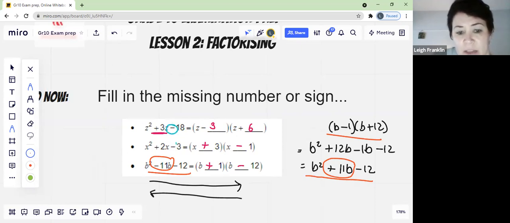So if there's a negative at the end here, one bracket must be plus, the other bracket must be minus. But it matters which one. When you choose your two factors, like in the case of 18, the two factors we chose were 6 and 3. Because this was a positive, the bigger number is the positive in this case. Over here in this question, because the middle term was negative, the bigger of the two numbers is the one that takes the negative sign. That's what you have to remember.